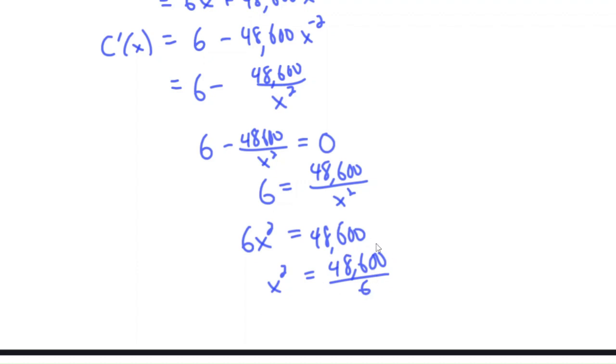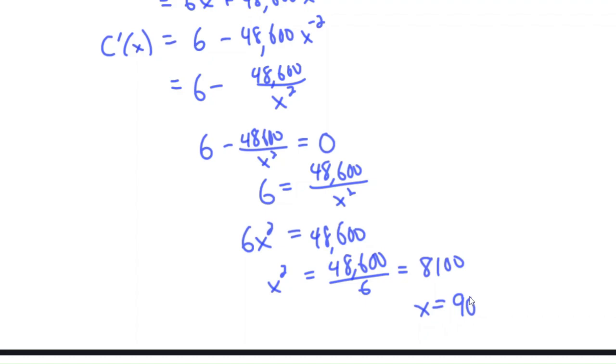Now, if I were just randomly making up numbers, this number probably wouldn't be divisible by 6, but I think it is divisible by 6. And so I rigged this up to give us a nice number. In fact, I believe this is 8,100. So you'd expect x maybe to be some crazy decimal, but actually it's 90 squared that equals 8,100. So x is going to be the square root of 8,100. So x is 90.